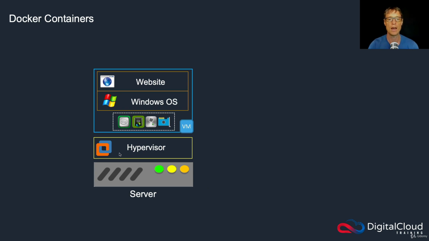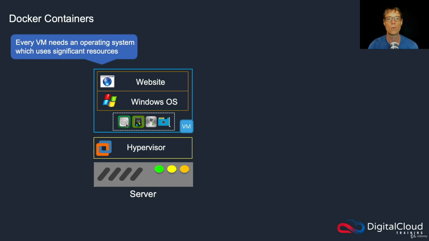So let's have a look and compare virtualization with containers. So we're looking here at what we saw in the last lesson. So we have a server with a hypervisor and a virtual machine running on top. So what's the issue with this? Well, you know what the advantages are, but there are some limitations. So every virtual machine needs an operating system.